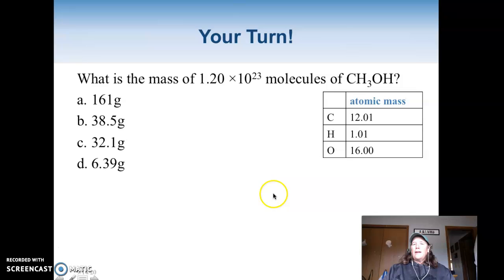I would suggest you write that down and do it. I'm just doing it in my head because I know all these masses. And again, that's because my head is filled with weird things. I'm sorry, you guys.